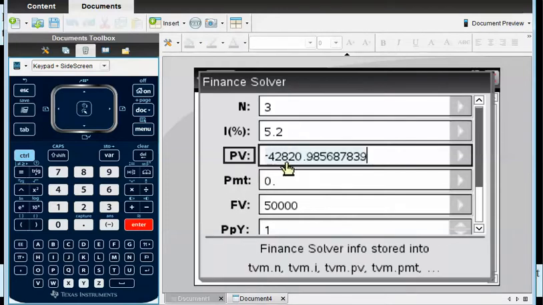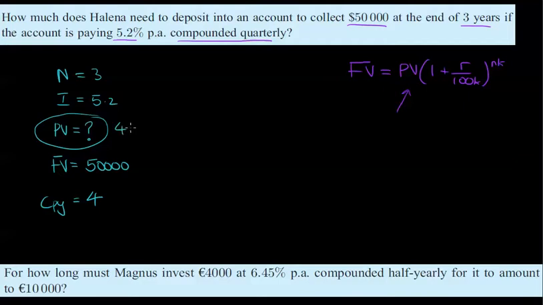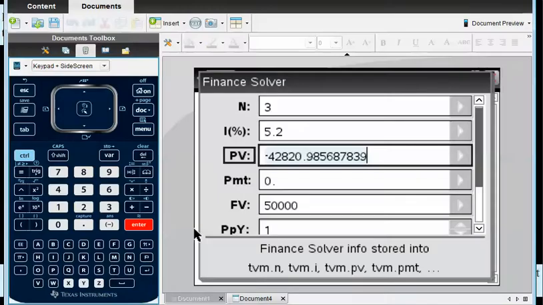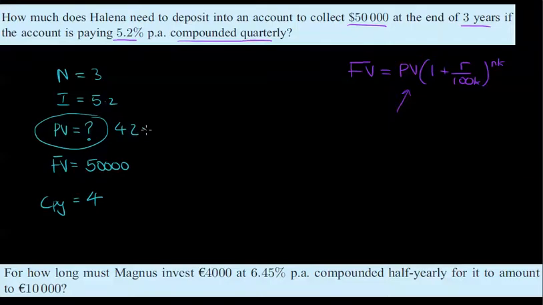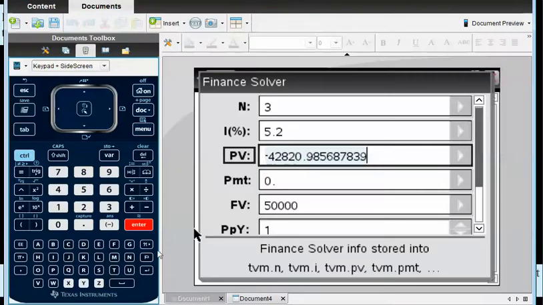Okay, so it gives $42,820.99. So that's the answer, 42,820 and 99 cents. Okay, so that's dollars. That's how much we should invest now to collect 50,000 in 3 years' time. Even though it says minus, that's just the way the calculator is set up, but that's how much you should invest.